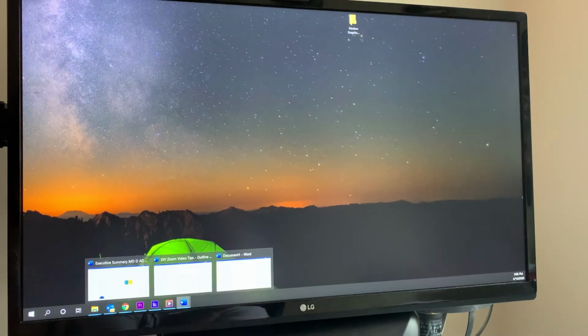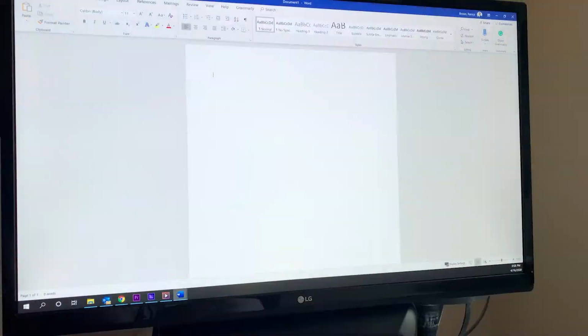I'm also using fill lighting, and what I did for that was I just opened a blank Word document on my computer to fill in any light coming in from the side here.